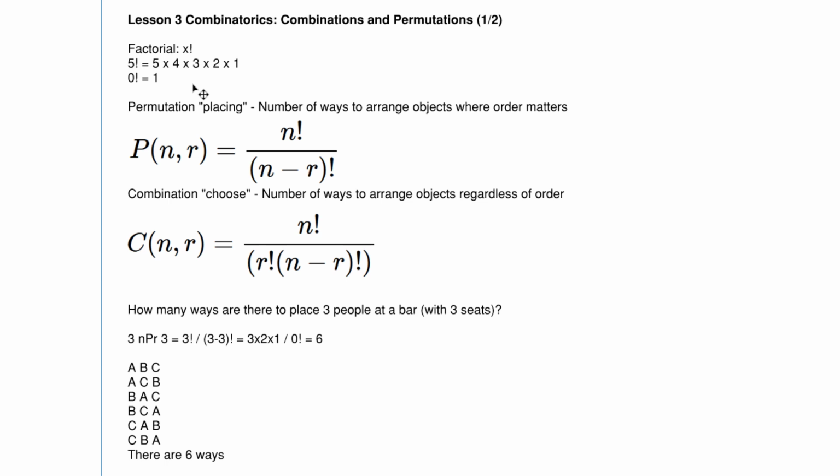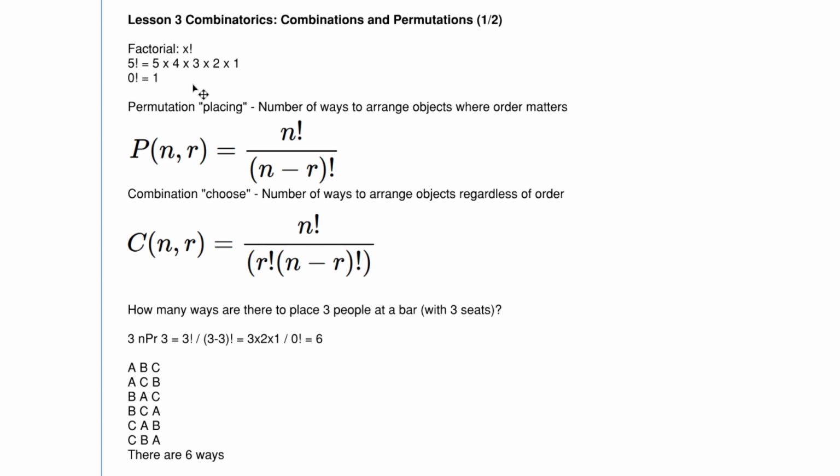So how to calculate a factorial is that it's denoted by a number in front of an exclamation point. And you multiply the number times the next integer lower, times the next integer lower, all the way down to 1. So 5 factorial here is 5 times 4 times 3 times 2 times 1. And when you calculate it out, it's 120.